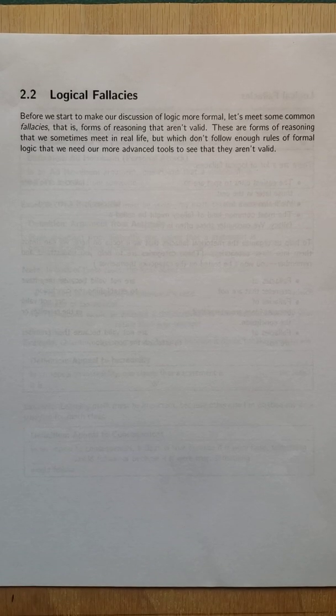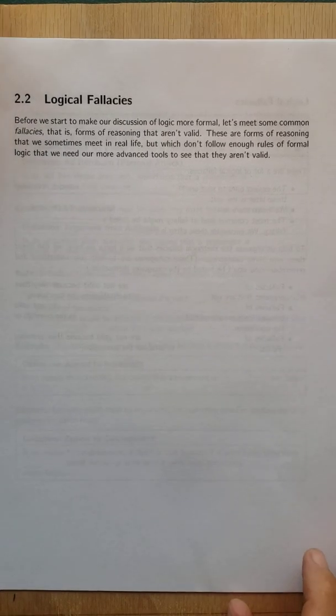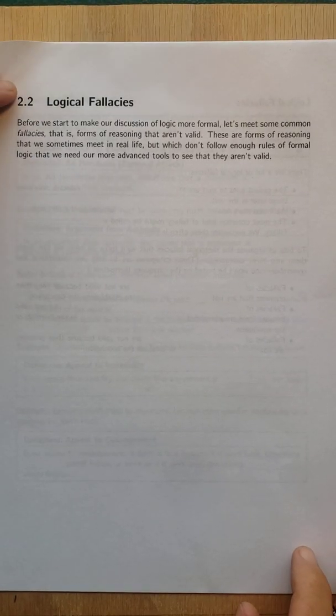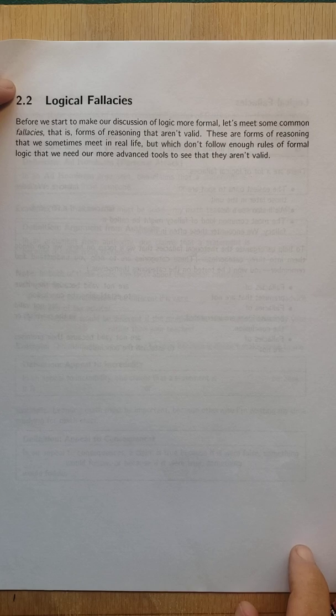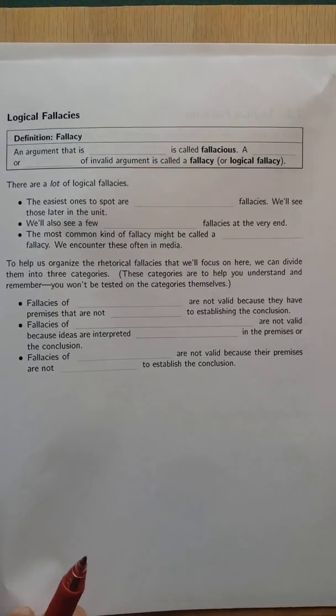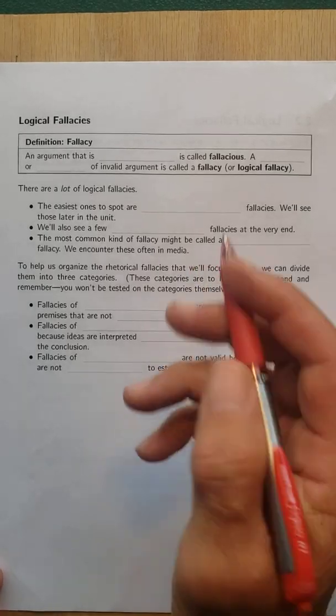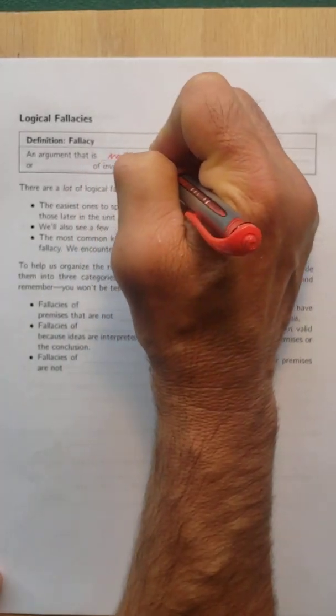Okay, so this will be the second section on logic. Section 2 is on logical fallacies. Last time we were talking about valid arguments. This time we're going to talk about invalid arguments. So a fallacy is an argument that is not valid.